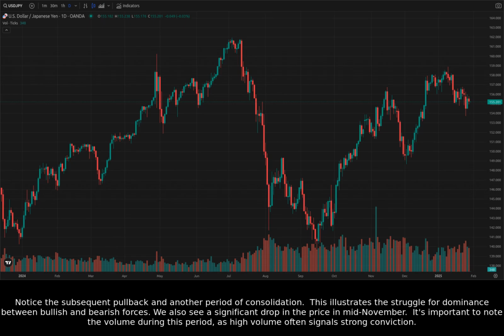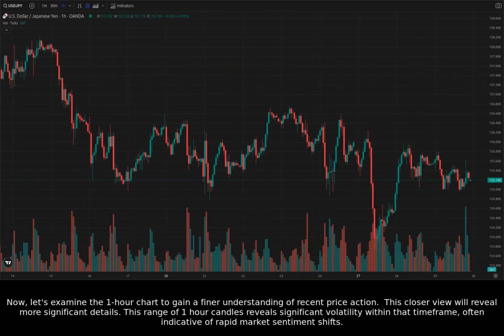We also see a significant drop in the price in mid-November. It's important to note the volume during this period, as high volume often signals strong conviction. Now, let's examine the 1-hour chart to gain a finer understanding of recent price action. This closer view will reveal more significant details. This range of 1-hour candles reveals significant volatility within that timeframe, often indicative of rapid market sentiment shifts.